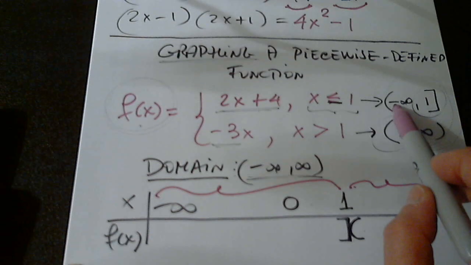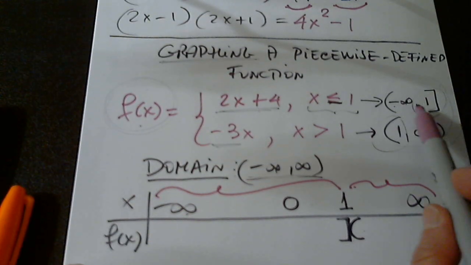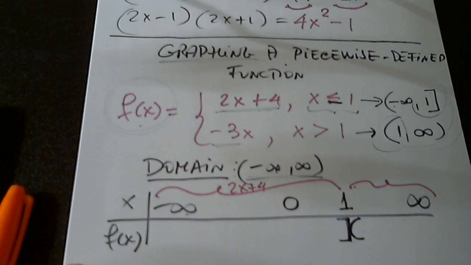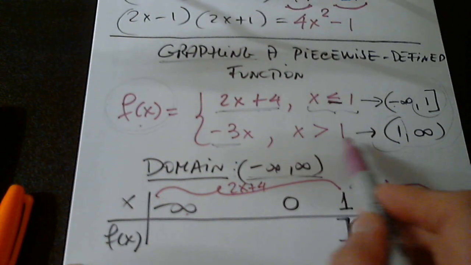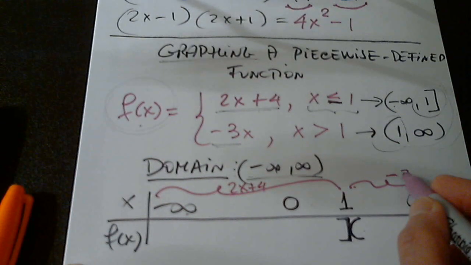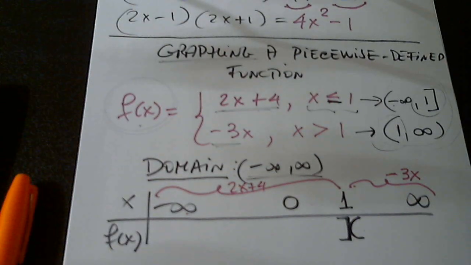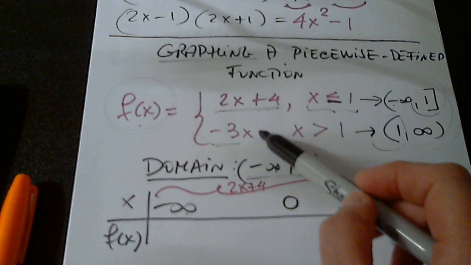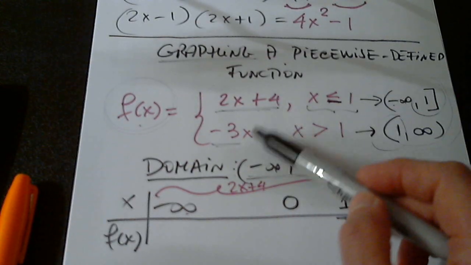Bear with me. From negative infinity to 1, I have to use this function, 2x plus 4. From 1 to infinity, I have to use this function. Now let's see what happens. Next, I have to plot points. I have to determine some ordered pairs. But because this is what type of function and this is what type of function, what type of functions are these?